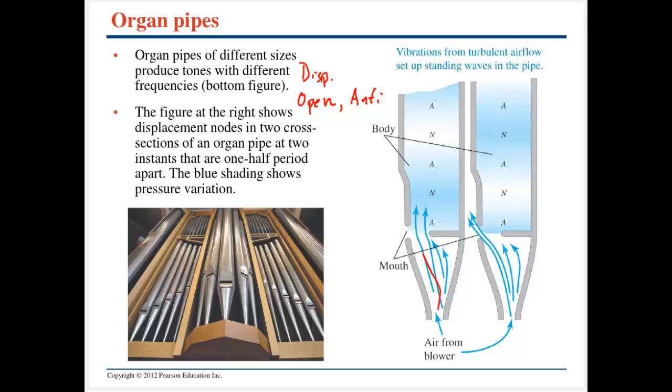So here we have air from the blower going into the organ pipe. These air molecules are free to move in that direction, they're free to move in that direction. Therefore, it's going to be a displacement antinode, and therefore also a pressure node. And then there's going to be an antinode, a node, an antinode, and so on and so forth, where particles are free to move and then where they're not so free to move. These are going to correspond to pressure antinodes, nodes, antinodes, and so on and so forth.